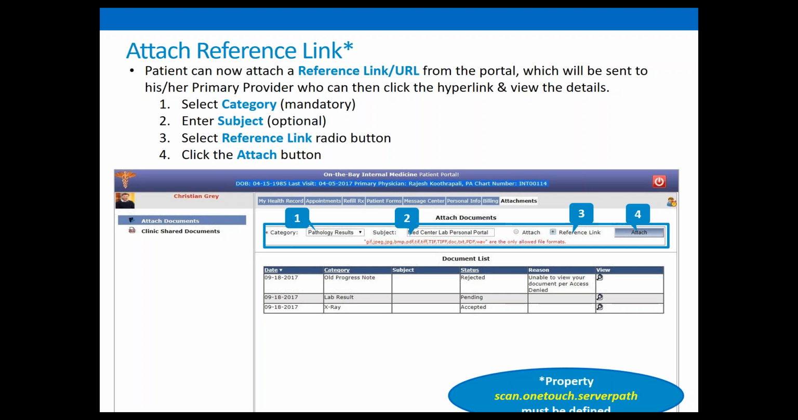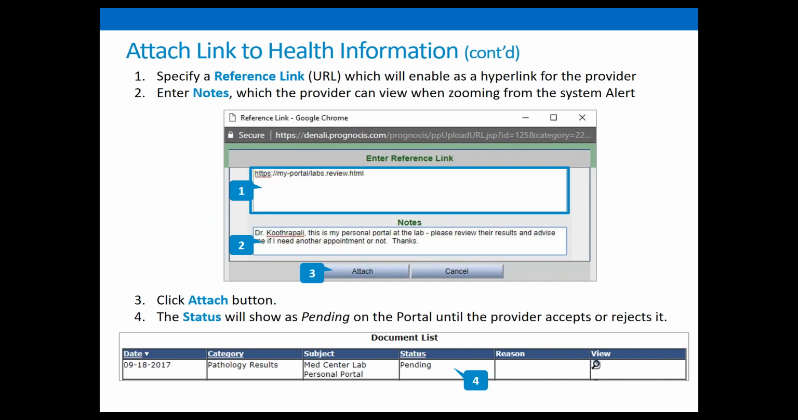It's the same way as attaching a document to the doctor, but as my number 3 shows, you will choose reference link. And then inside that reference link, you will simply type in the URL. Again, in my example, I'm typing in my portal so that you can look at my portal lab reviews. You can type in a note to the doctor. Now, this is the patient again. And then on his document list, it's going to say pending so that the patient knows that he has sent this to you.